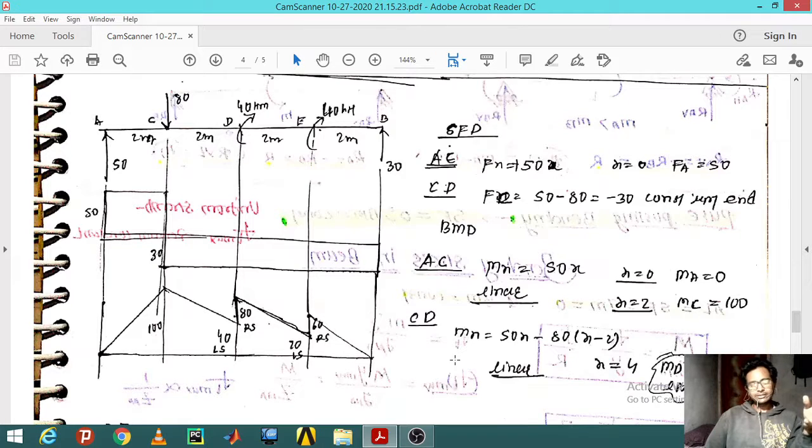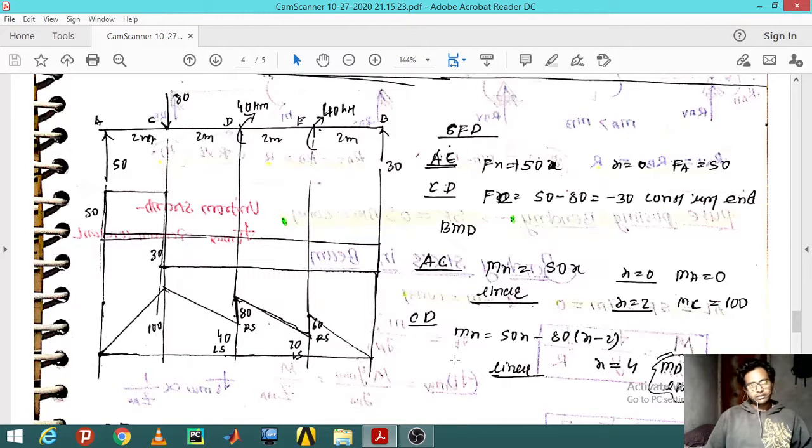The proof here is that when a point moment acts on the beam at that particular point, the shear force diagram changes its sign. So here the sign is going to change from positive to negative, and from that point the shear force is going to be constant throughout till the point B. And at point B, we have taken the moment in the upward direction.